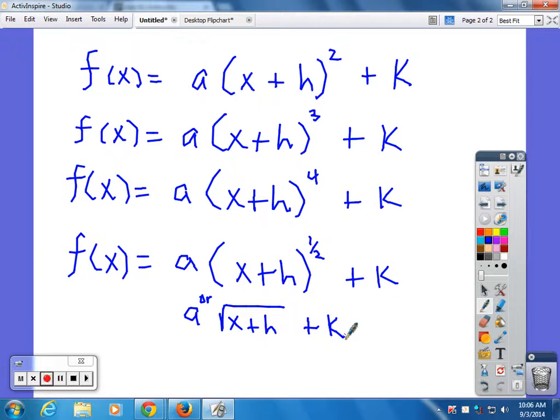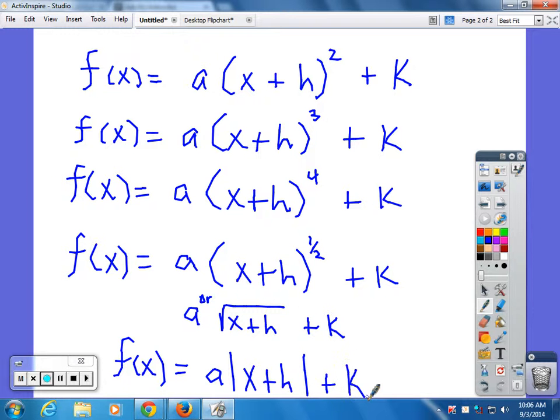And I'm just going to do the absolute value next because I'm running out of room, and I think y'all see the point. I think y'all see the pattern. F of x is equal to a times absolute value of x plus h plus k.